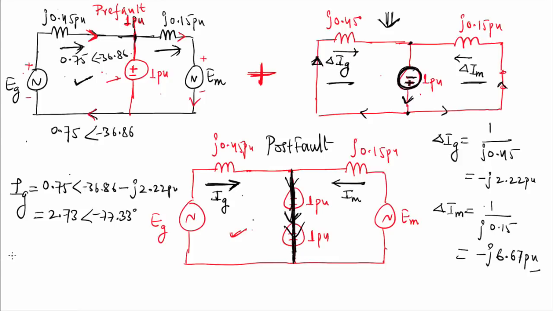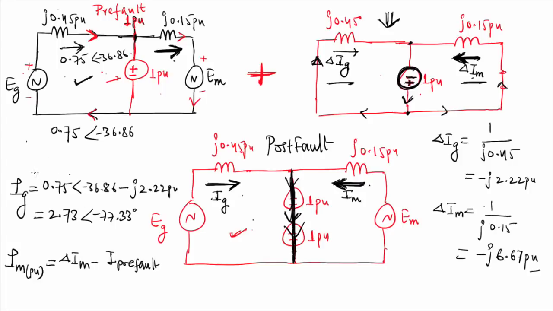Similarly, what will be the value of Im? Here you have to keep in mind the actual direction of Im in post fault. Actual direction of Im in post fault is from right to left, and here the pre-fault current in motor is flowing from left to right, and in Thevenin reactance diagram it is flowing from right to left. So what will be the actual Im? The actual Im will be del Im minus the pre-fault, so it is equal to del Im minus I pre-fault.